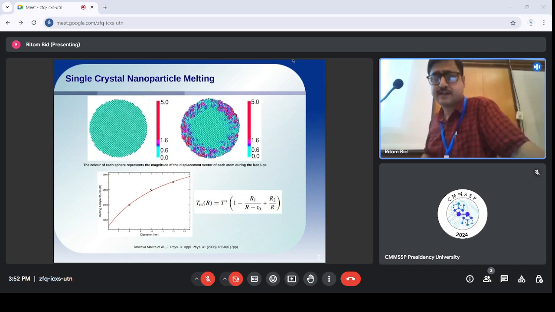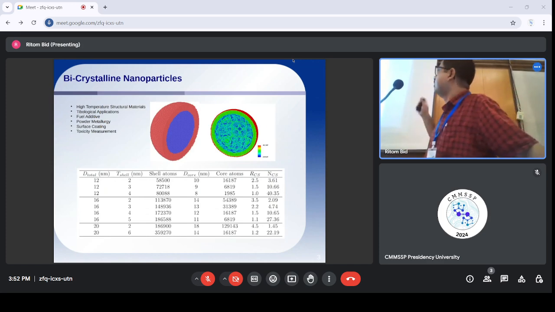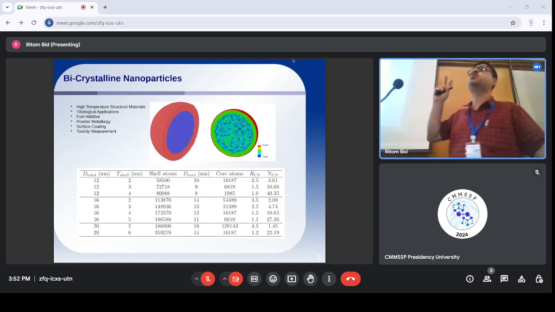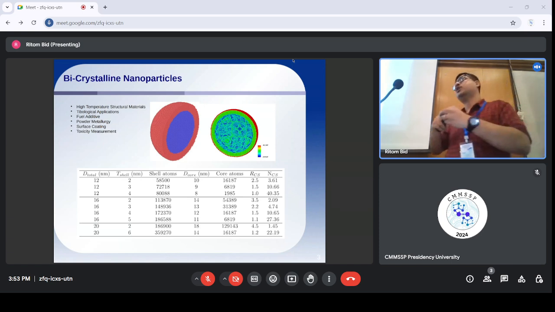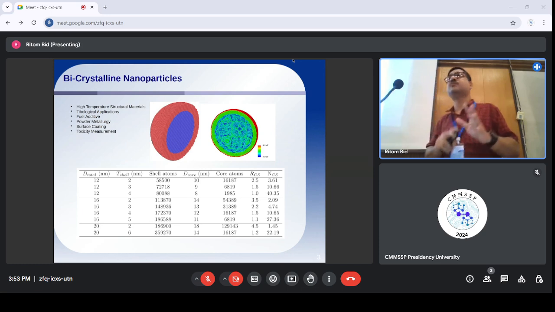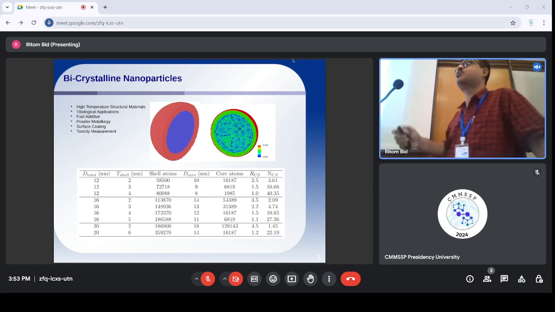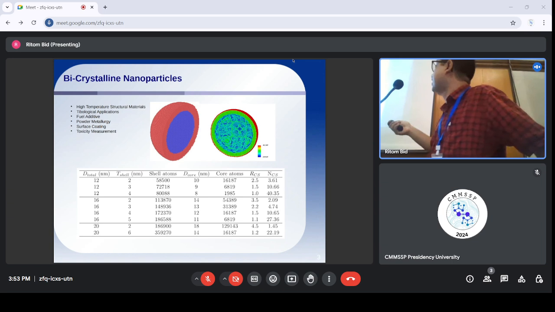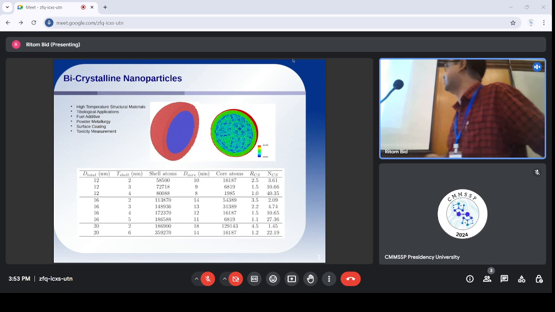Now this is a single crystal nanoparticle, but if you go to a bicrystalline nanoparticle, what I'm trying to project over here is a nickel-coated aluminum nanoparticle. There are two different things. One, aluminum is much lighter than nickel. And two, nickel's melting temperature is far higher than that of aluminum itself. These two mismatches give rise to several technological applications of nickel-coated aluminum nanoparticles, such as high temperature structural materials, tribological applications, fuel additives, so many things.